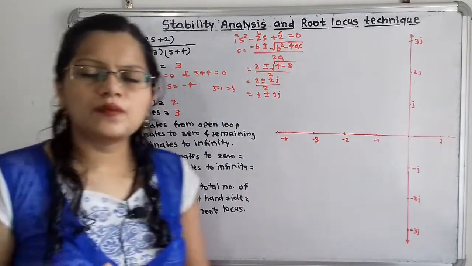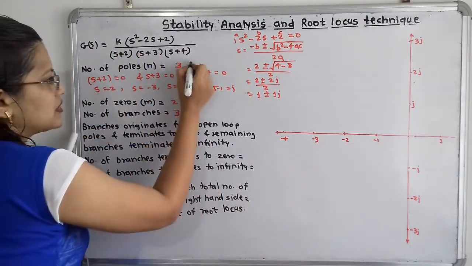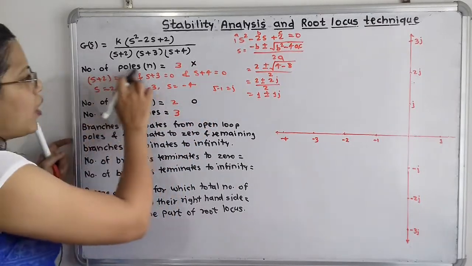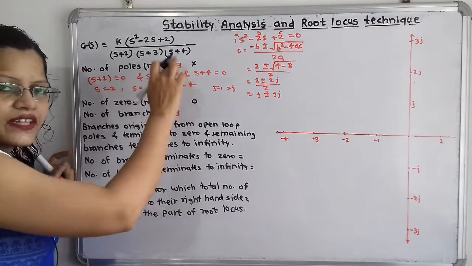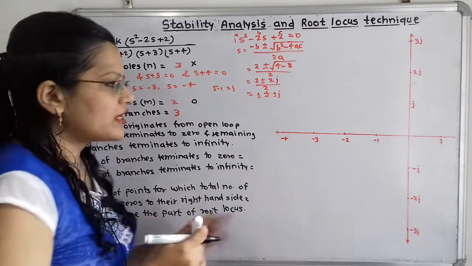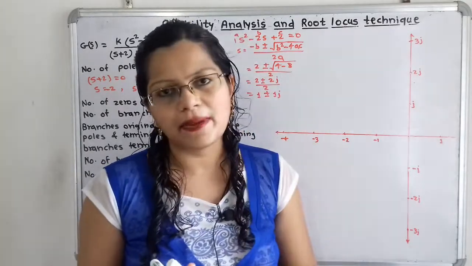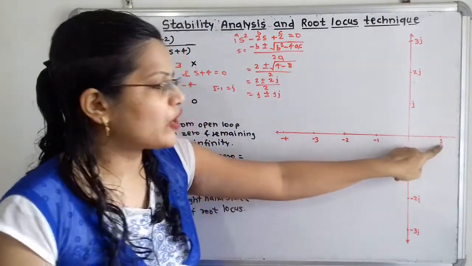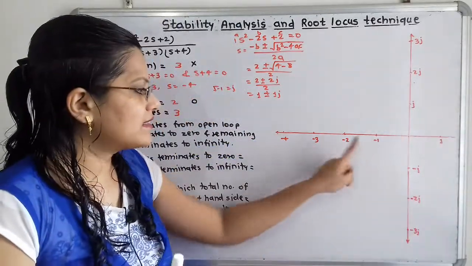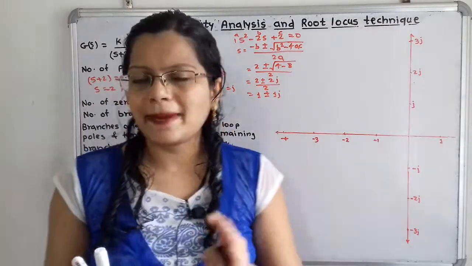Now we will plot these poles and zeros. Remember, for poles I will use the cross sign and for zeros I will use this other sign. How many poles? 3. Where are they located? At the roots, that is minus 2, minus 3, minus 4. For that, first we have to plot the S-plane, which is the combination of real axis and imaginary axis. On this real axis we have to plot positive numbers on the right hand side, that is 1, 2, 3 and so on, and on the left hand side minus 1, minus 2, minus 3 and so on. The vertical line is the imaginary axis.